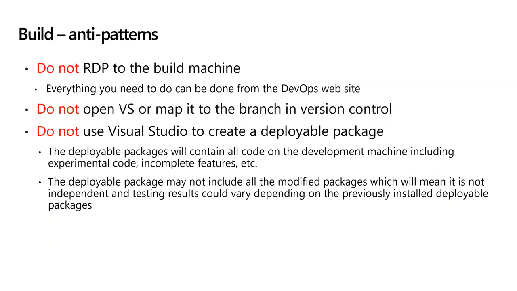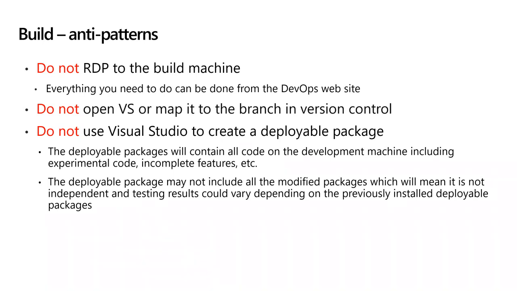Some anti-patterns for the build machine: you should not RDP onto the build machine. All the normal things that you need to do can be done from the Azure DevOps website. There are maybe a few edge cases where you would want to RDP to the build machine, maybe to free up some disk space or something like that. You should never open Visual Studio or map it to the branch in version control. That's all handled automatically by the builds. And you never use Visual Studio to create a deployable package instead of a build machine.